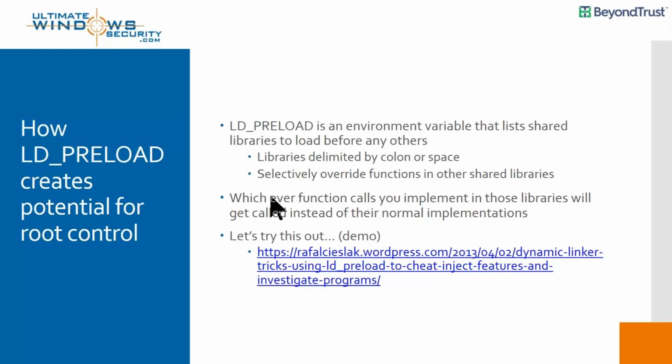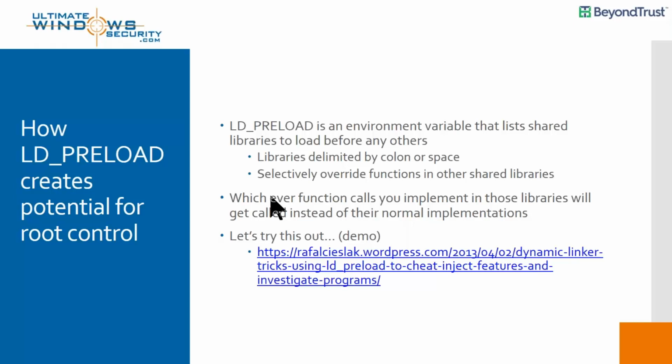If there are several libraries, you can specify them by delimiting them with either a colon or a space. And so what this allows us to do is selectively override functions in other shared libraries. Whatever functions you implement in the preload libraries are going to get called instead of the normal implementations.